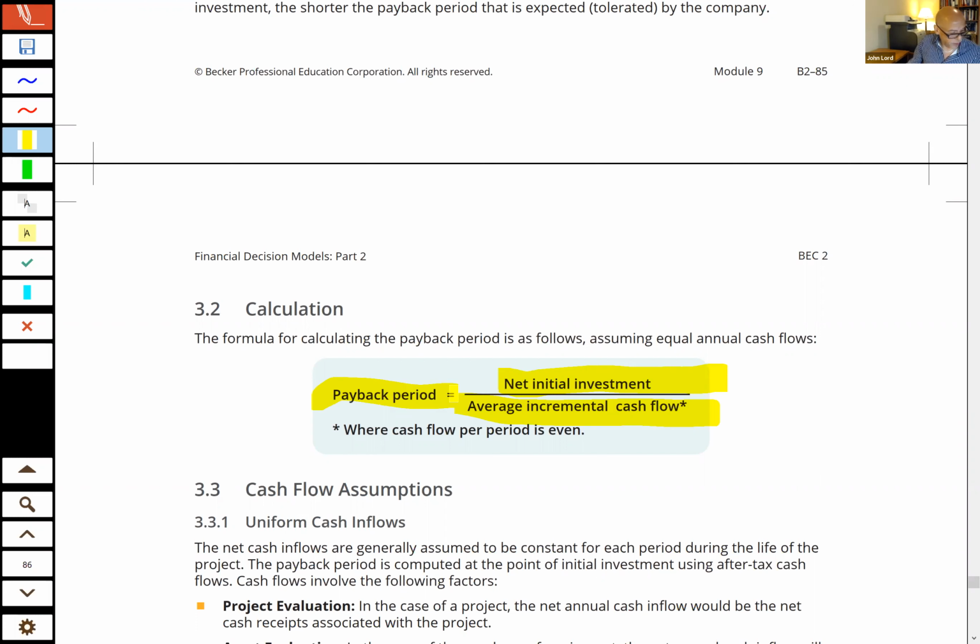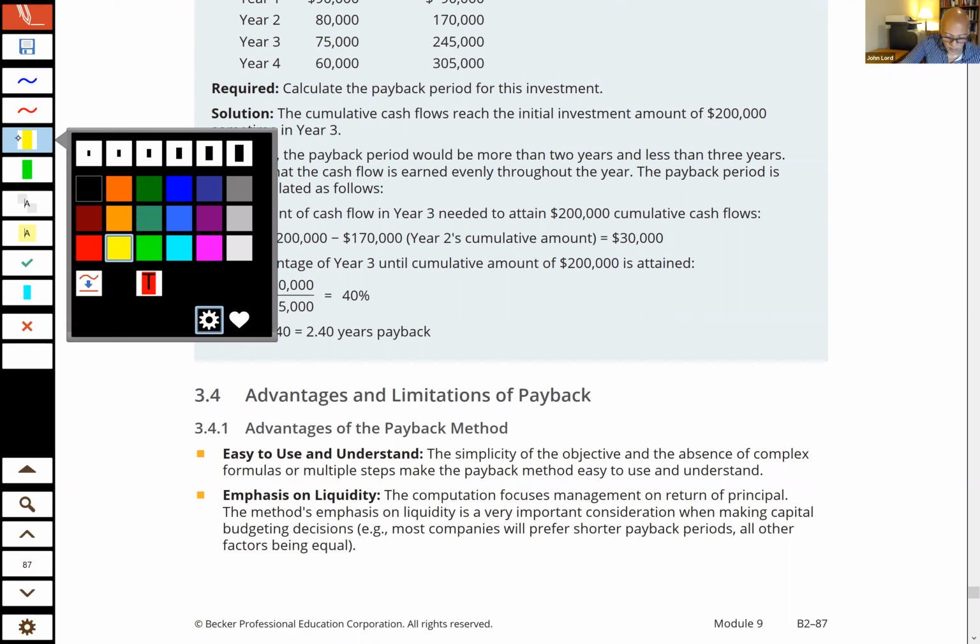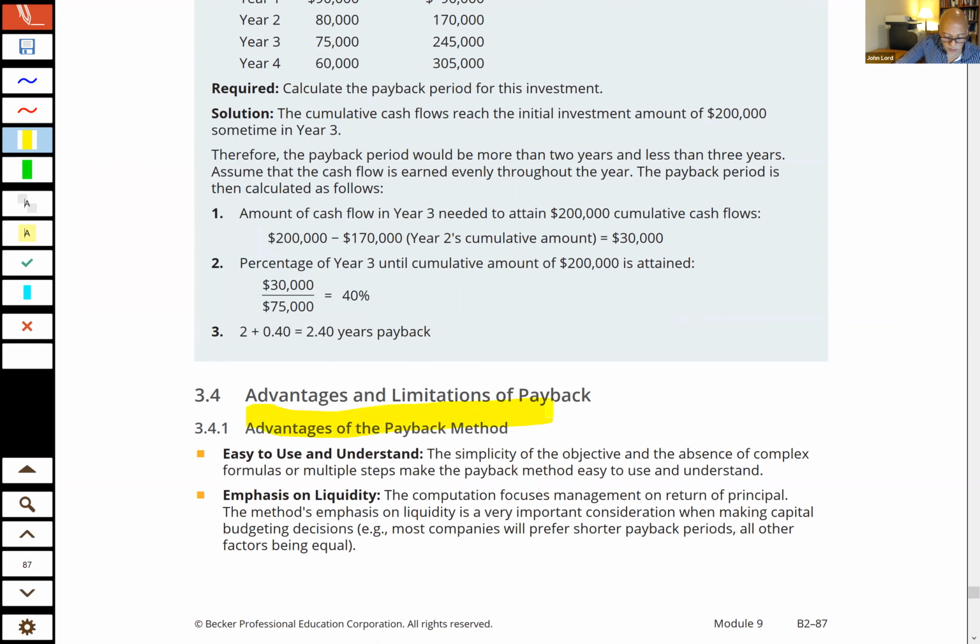Okay. Now you come over and let's look at advantages. I'm not going to even go through the problem with you guys because you're going to see when you look at the actual class problem that we're going to do together here, and that you're going to do. I'm going to show you, and you're going to work it on your own. You're going to see how easy the payback method is. Advantages of payback method: easy to use, and that's a huge advantage.